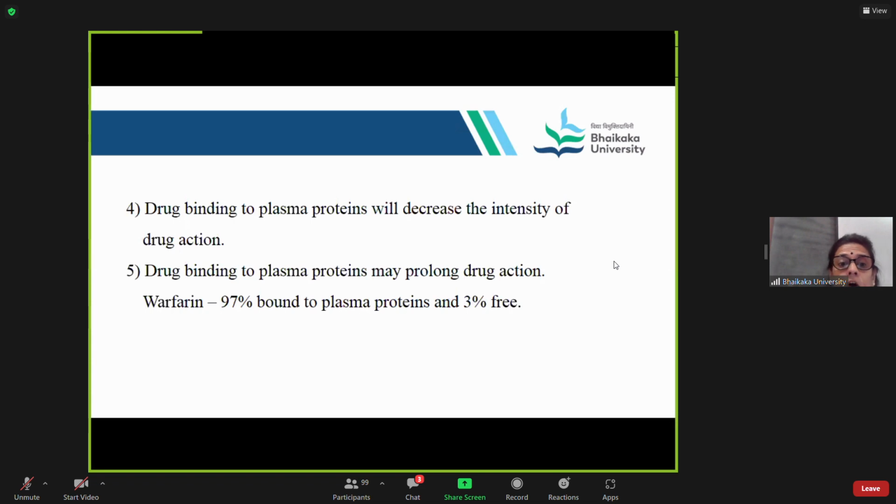90% of the drug bound to the plasma protein, whatever it is, that drug may prolong its action. How will it prolong the action? It will remain in the body for a longer time. First it stays bound, then from its binding site that drug will get free and then it will give its action. So a highly bound drug will have prolonged action, meaning it will stay longer in the body. That is the understanding of these consequences.